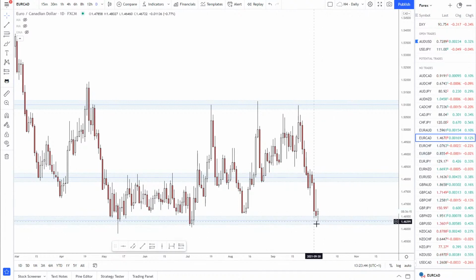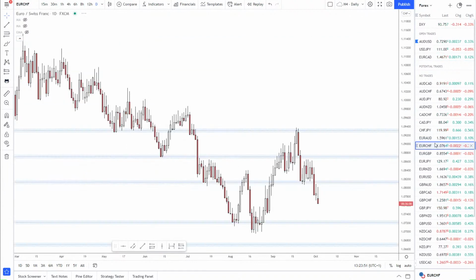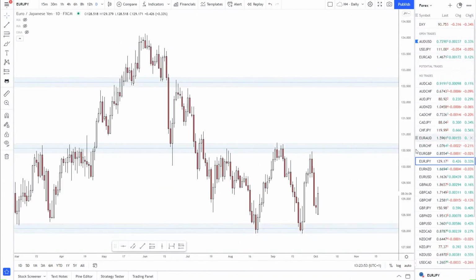I'll take a look at EuroCAD, potential long here. It's a risky one, but I'll take a look at this as a potential long. Come back to that when we do the summary at the end of the analysis. That should be in potentials.